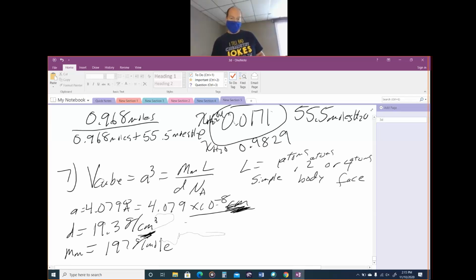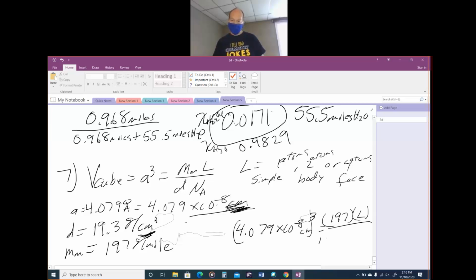And so all you have to do is put in the numbers they give you. You had to convert the angstroms into centimeters. All right, but you got your 4.079 times 10 to the minus 8 centimeters. You're going to cube that. Your molar mass is 197. The L value is what we're solving for. The density is 19.3. And Avogadro's number is 6.022 times 10 to the 23rd.